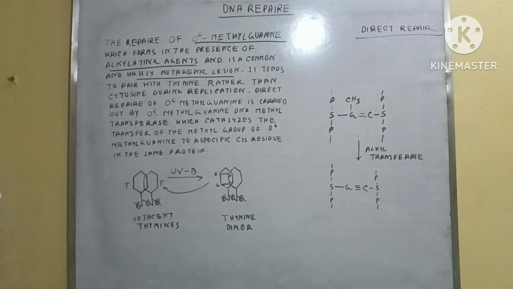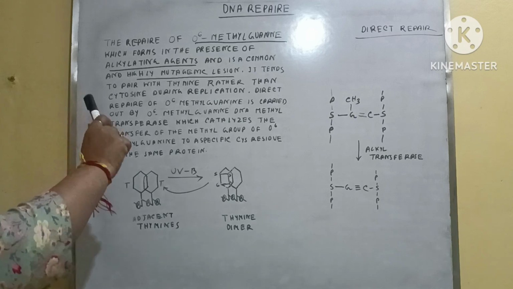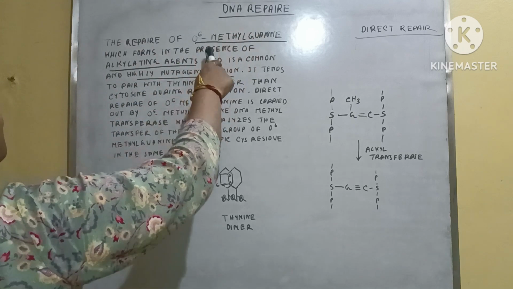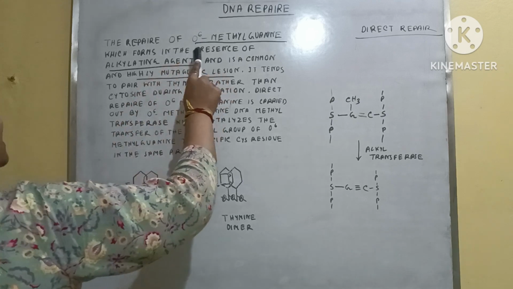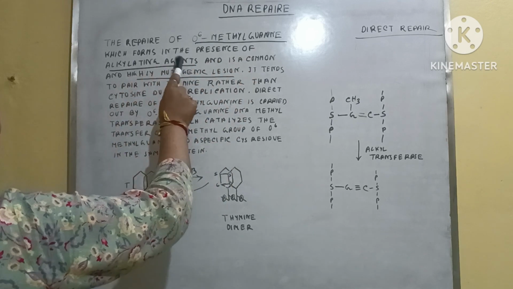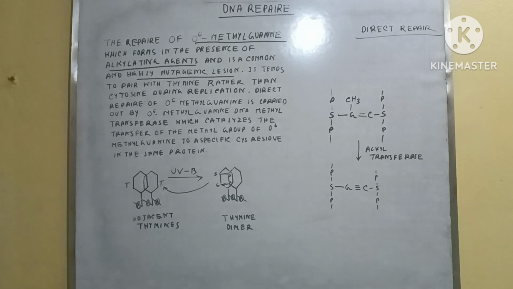So what is this saying? Here O6-methylguanine forms. How is this formed? It is formed in the presence of alkylating agents, and this is a common and highly mutagenic lesion. What is the consequence? It tends to pair with thymine rather than cytosine.